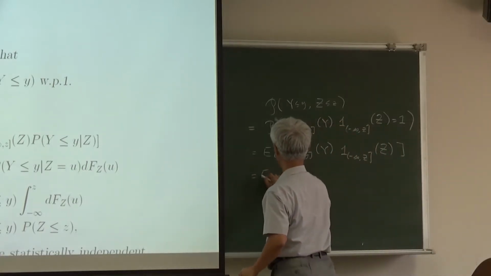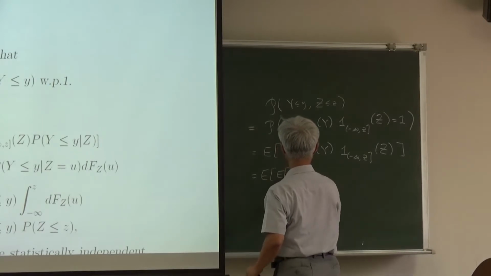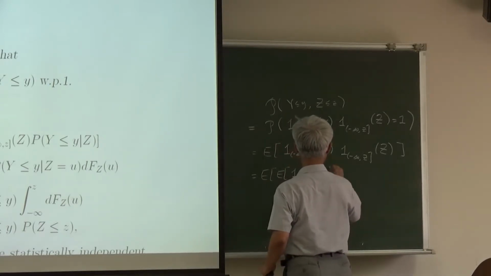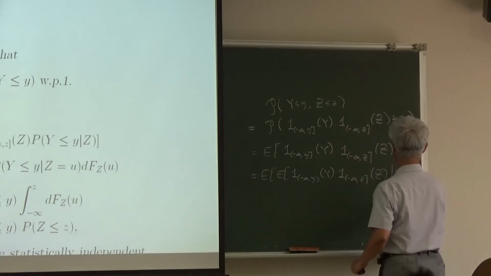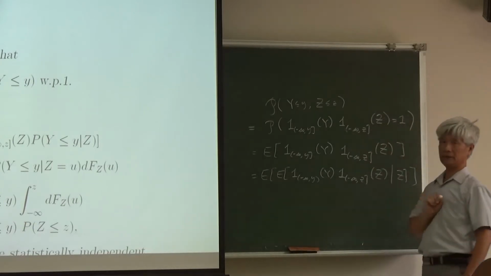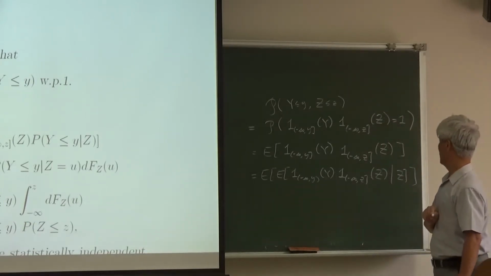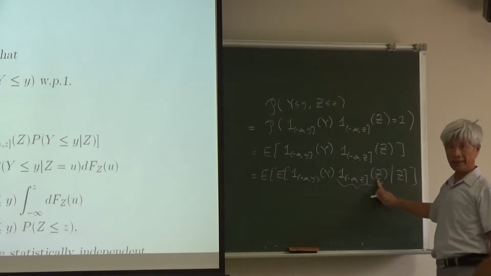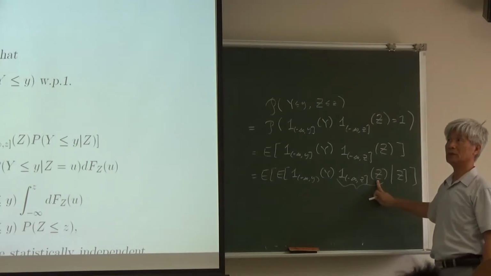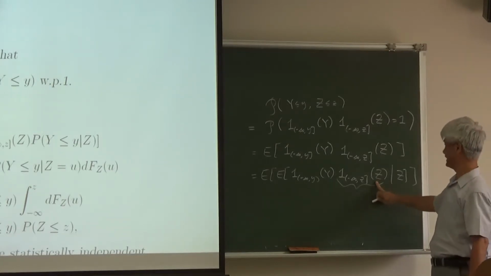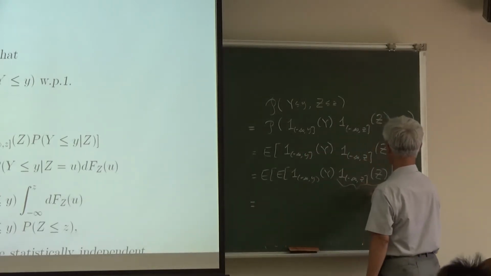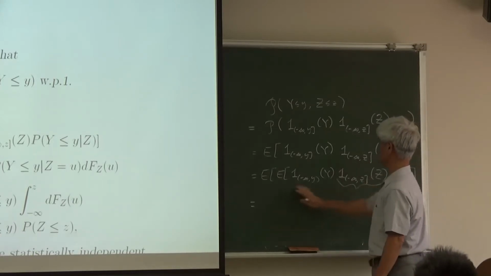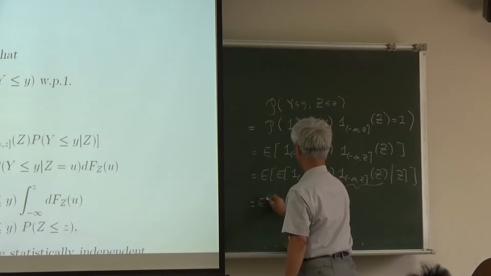By the conditional expectation property, given Z, we take the expectation. But now this one is a function of Z, so by theorem 1.2.8, I can move this out of the conditional expectation. So this is the expectation.